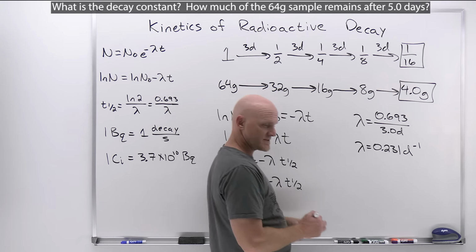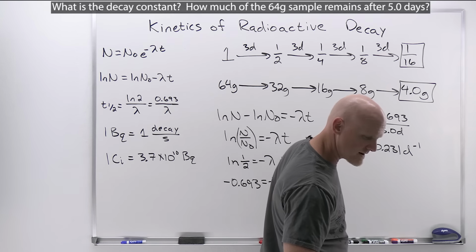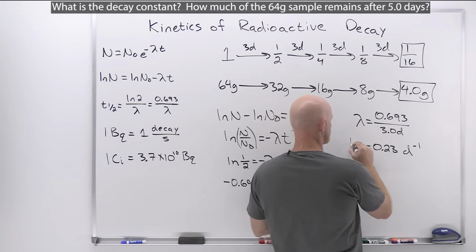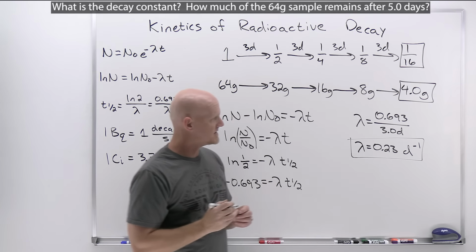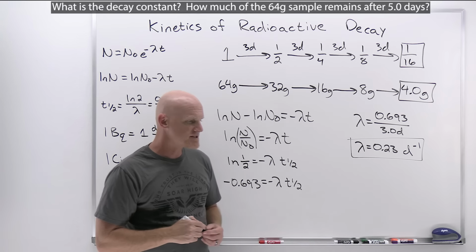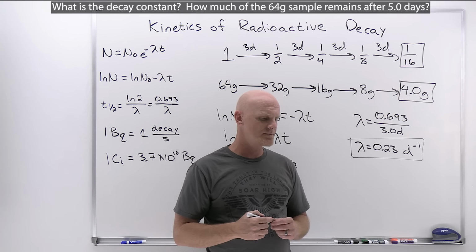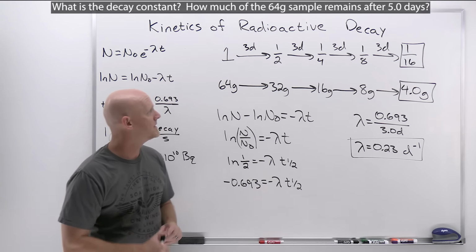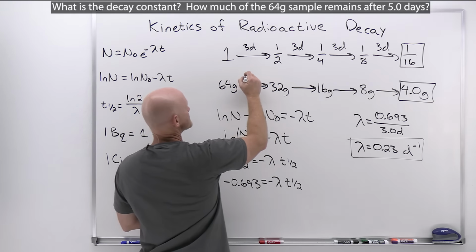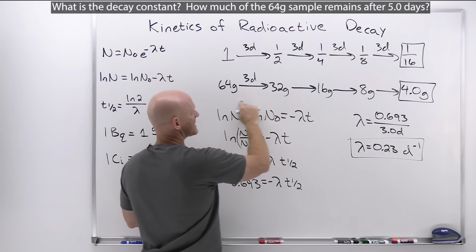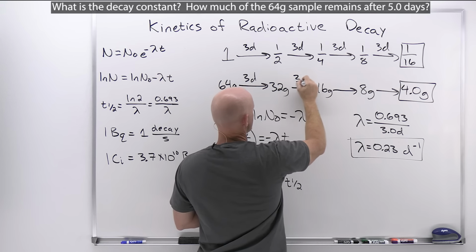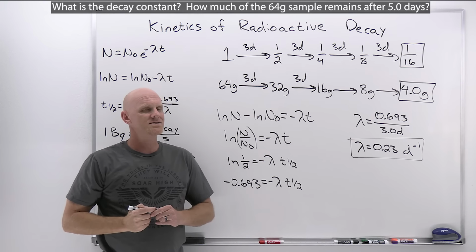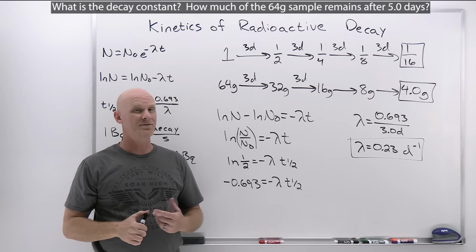So, but that is our decay constant. In this case, I probably only wanted 2 sig figs out of that. So, yeah, and so in this case, we'll take off that 1 and just leave it as 0.23 per day, if you will. And then finally, the last part of this question says, how much of the 64-gram sample remains after 5.0 days? And here's the hard question, because we know that, after the first 3 days, our 64-gram sample decayed down to 32 grams. And after the second 3 days of 6 days total, we're down to 16 grams. But the question's asking what amount is left after 5 days.